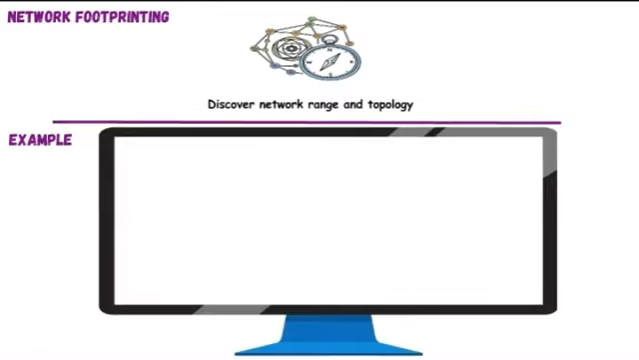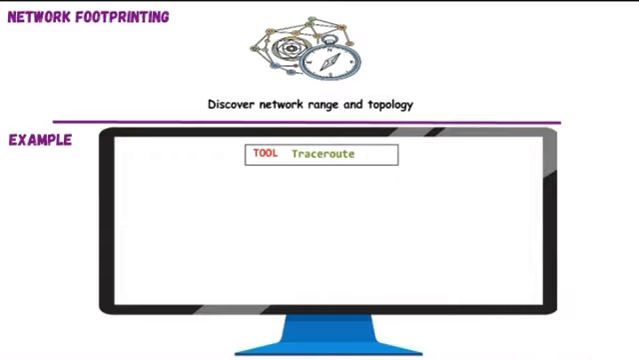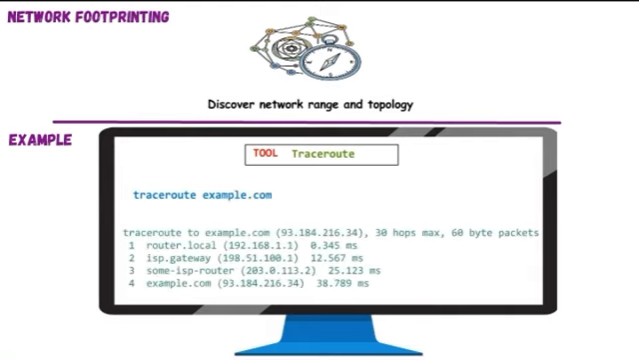Now, practically, let's trace the route to a target domain to understand its network path. We will use traceroute, a command line utility available on most operating systems. To do this, we type traceroute example.com. This command sends packets to example.com and records the paths they take, showing each router or hop along the way.